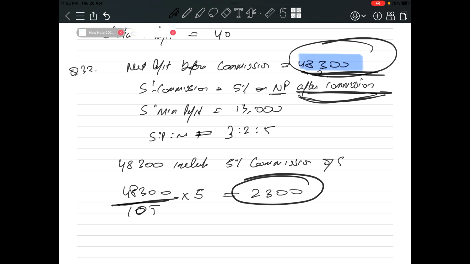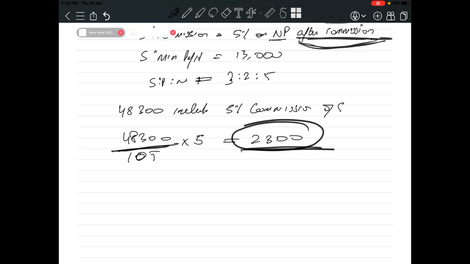You just try to understand it. I will repeat it again. Now the question gives us net profit before commission 48,300. But S has been allowed a commission of 5% on net profit after commission, which means this figure should be after charging the commission. Now I don't know the amount of commission, and I don't know the figure of net profit after commission, so I will say that this figure includes the 5% commission of S.